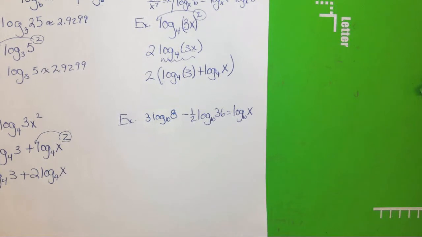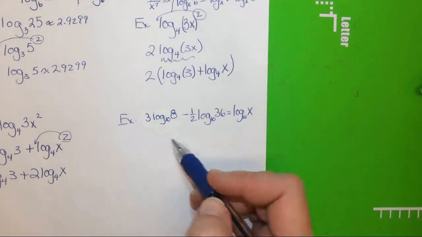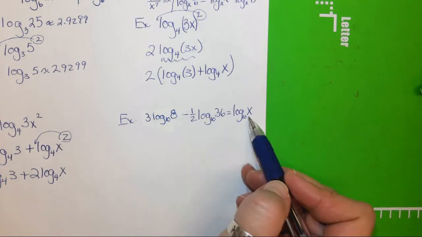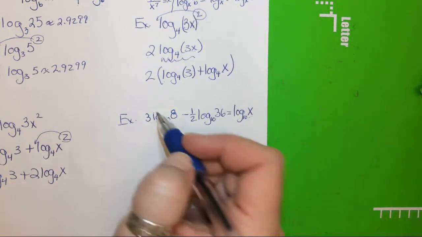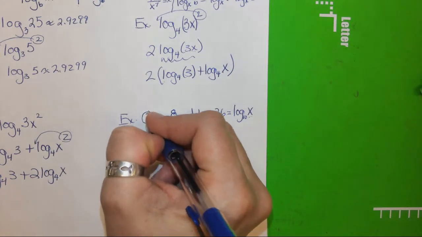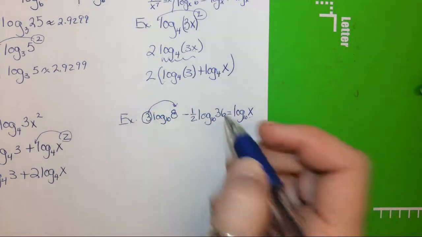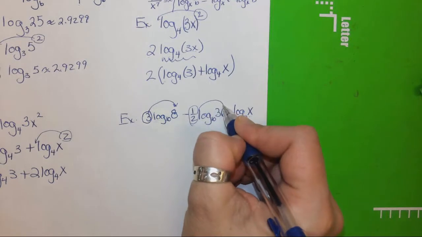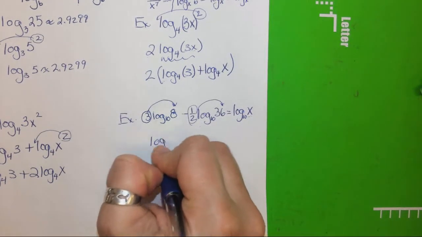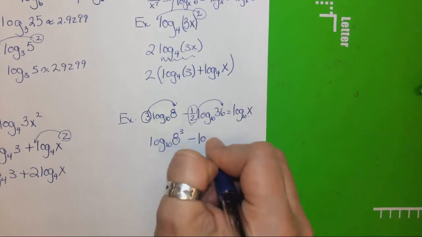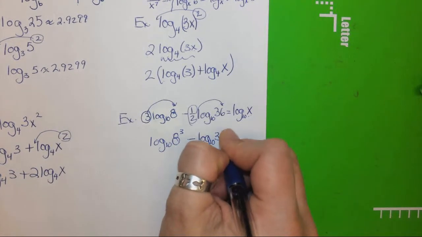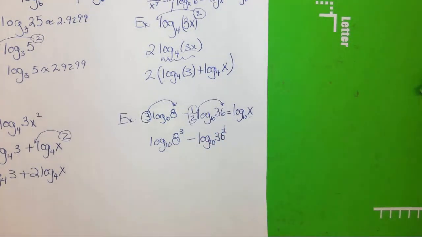Moving on to example 3, we have this guy. We need to shrink him. We need to pull him back together because we want to figure out what x is and show that those two sides are equal. So we have to go in reverse. We need to move those exponents back where they go. So we're going to move the 1/2. And so really this says log base 10 of 8 cubed minus log base 10 of 36 to the 1/2.